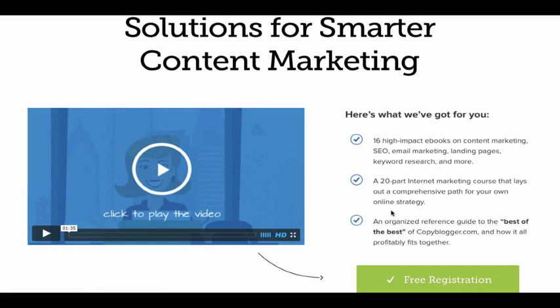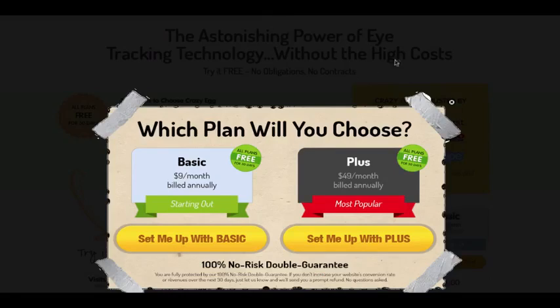And here we go, this is another Copyblogger example. Free registration is the call to action. Simply click on the button and you'll find yourself being redirected to an opt-in form. And here's an opt-in form example. This is Crazy Egg, and this is how they're asking people to choose between these options. Each of these buttons is going to lead them to an opt-in form.